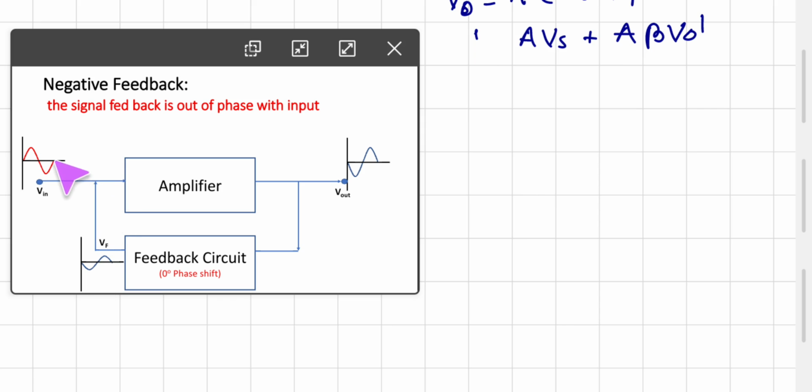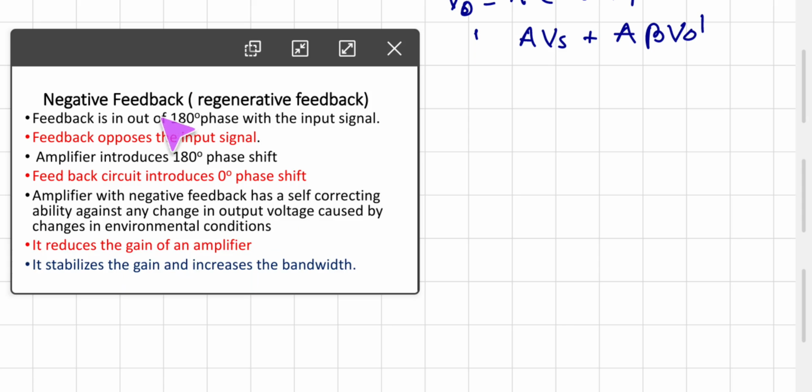So the amplitude of the effective input will be less than the original signal because of this feedback voltage, which is 180 degrees out of phase with the input. So this is called negative feedback. Here, negative feedback is 180 degrees out of phase with the input signal.